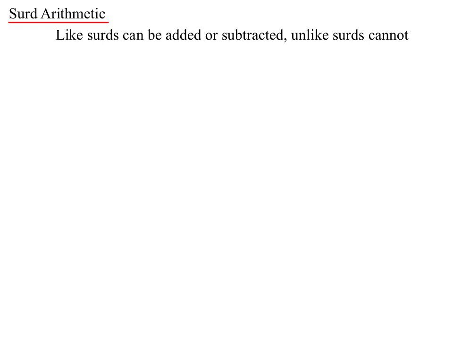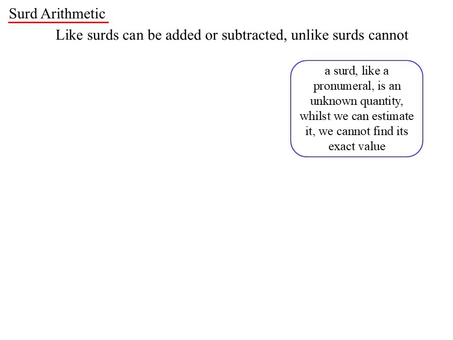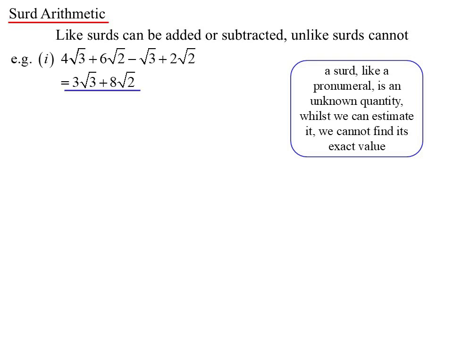Surd arithmetic. Very similar to the first bit of theory that we projected up when we were talking about algebra. Remember we said like terms can be added and subtracted, unlike terms cannot. Well, the reason for that is just like a pronumeral, a surd is an unknown. Surds obey a lot of those algebra rules. Now we collect like terms. Well, in this case, we collect like surds, and we get 3 root 3 plus 8 root 2.